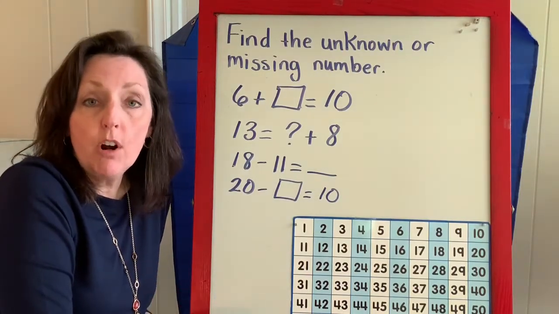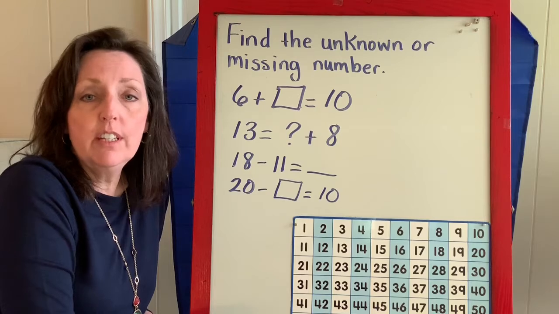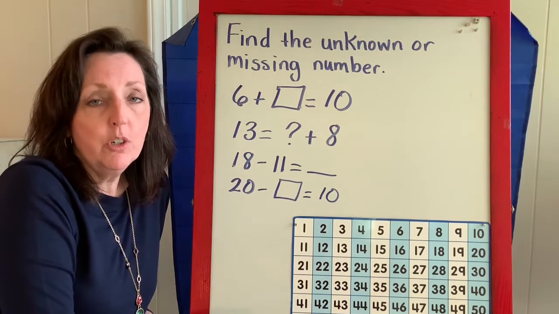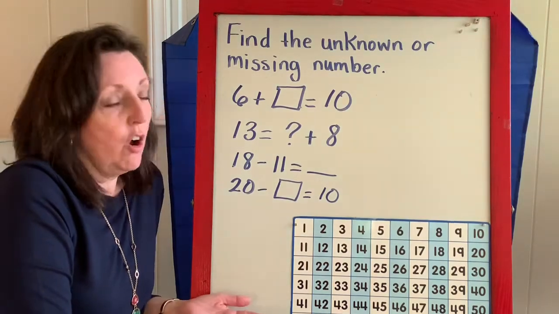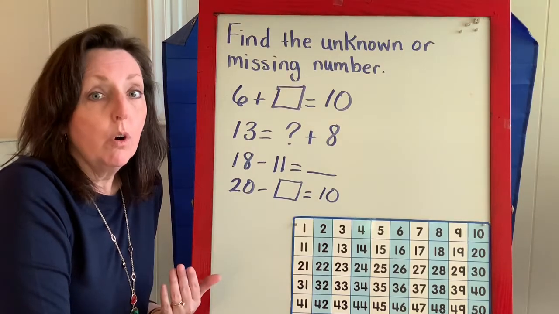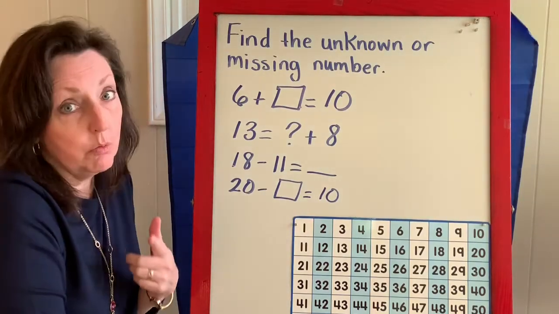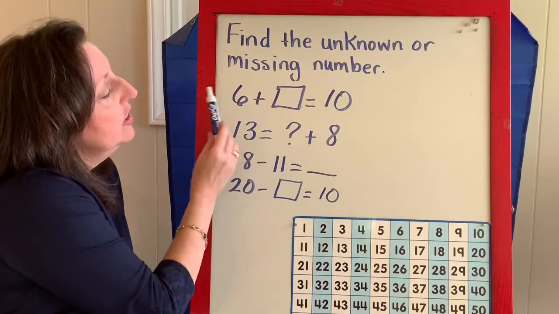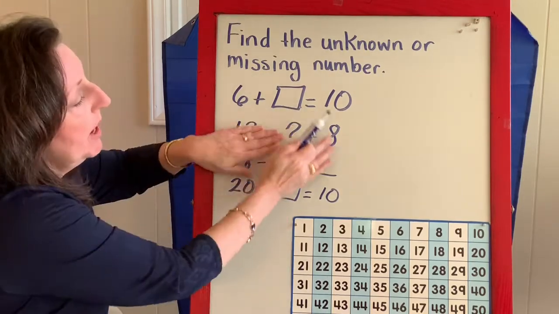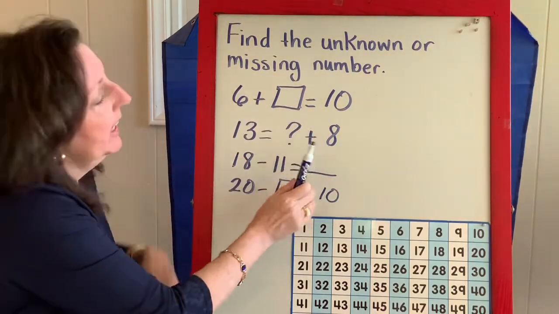You guys are smart. You're geniuses. You can do this. Just think about what strategy works for you, whether it's the chart, drawing circles, or doing it mentally, which is what I really want you to do. Let's just take one problem at a time. Don't worry about what's down here. Those problems are for later.